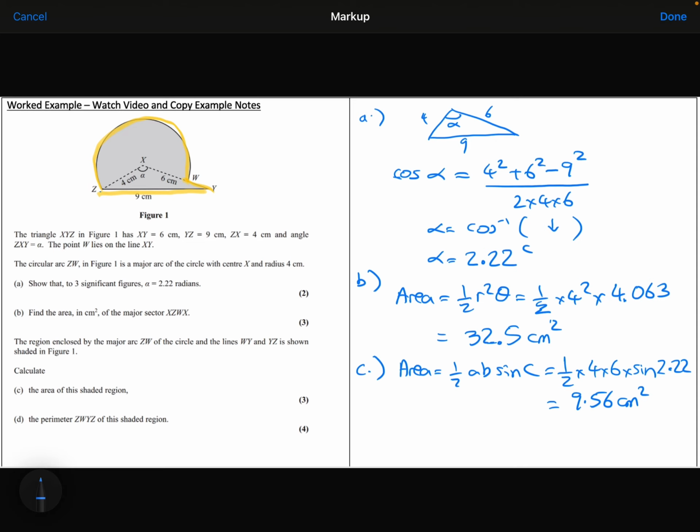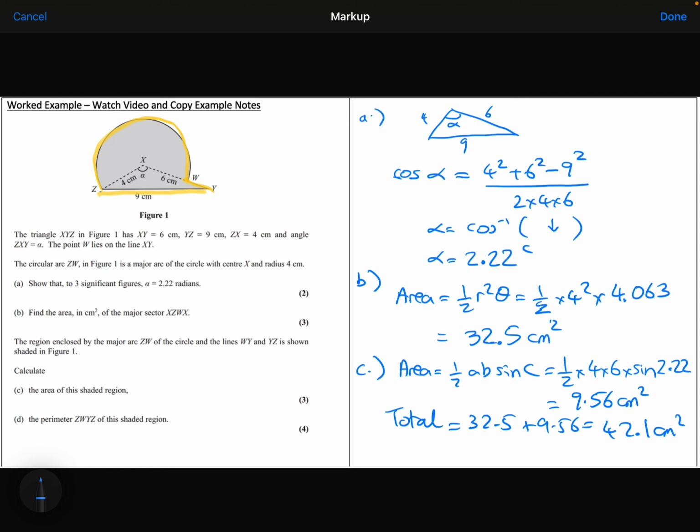That's the triangle. So we are now going to have to add that to the sector. So 32.5 plus 9.56, and we get 42.1 centimetres squared. So that is my answer to part C.